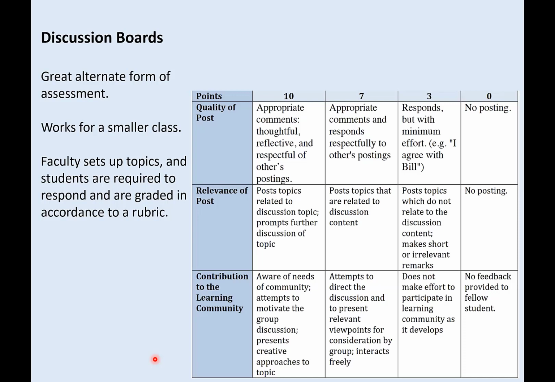Here's an example of a rubric, and here's some examples. Posts related to the discussion topic, prompts for the discussion topic, versus posts which do not relate to the discussion context, or make short or irrelevant remarks, such as, "Ooh, I agree with Bill." So you can really think about how you can present this rubric to the students so they know when they get on the discussion board, and tell them, for every 3 topics, you need to make a comment, and your comments need to be meaningful.